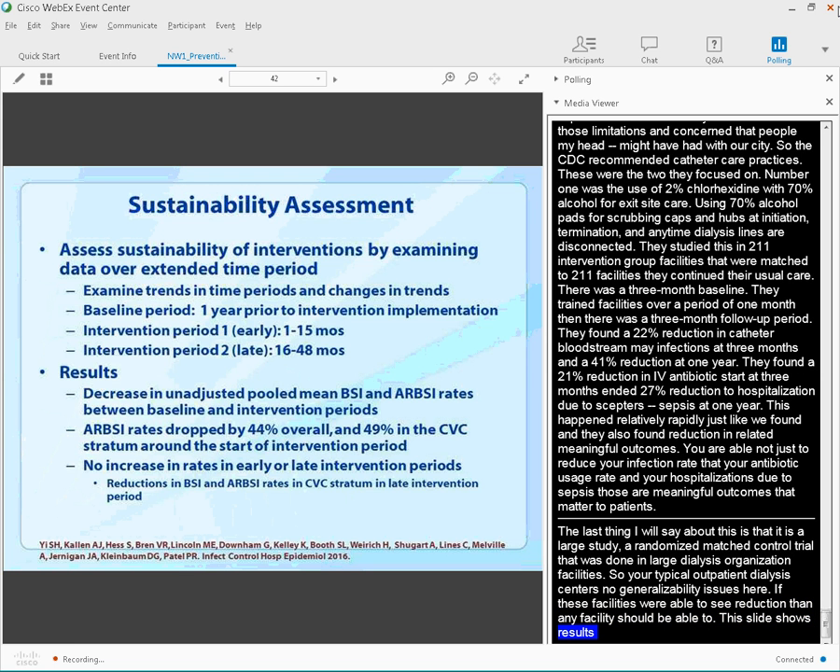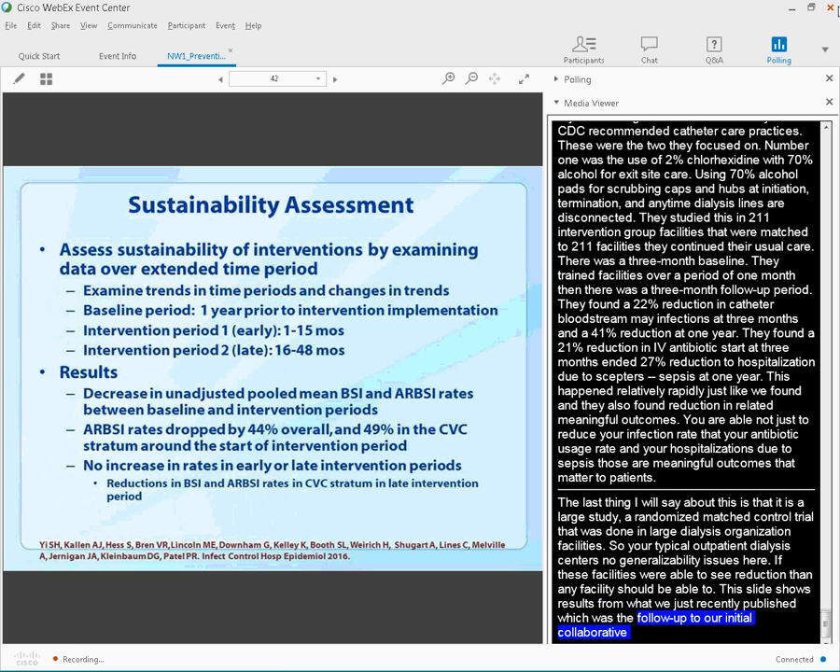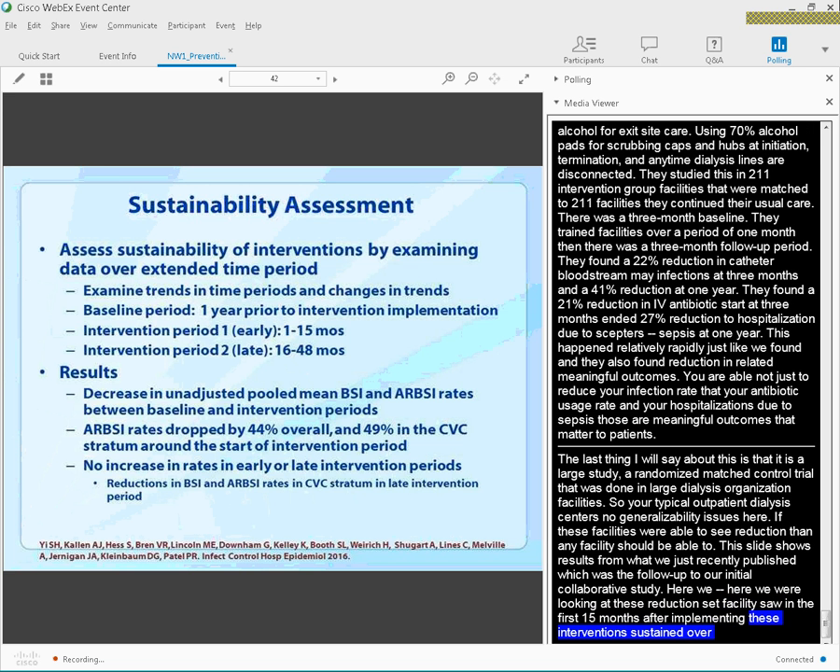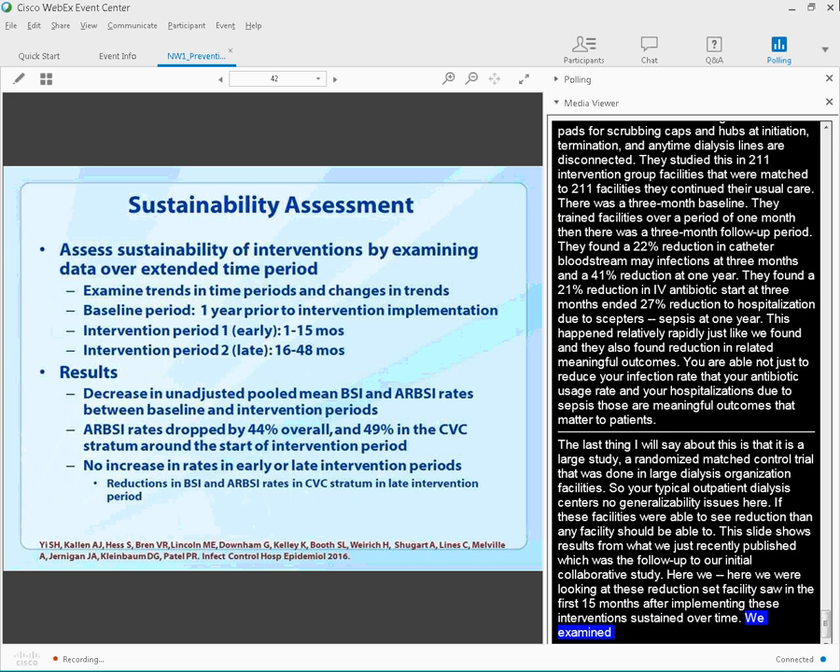So here we were looking at, were these reductions that facilities saw in the first 15 months after implementing these interventions sustained over time? So we examined trends in the time periods and changes in the trends. Our baseline period was still the same. It was still the 1 year prior to the intervention implementation.